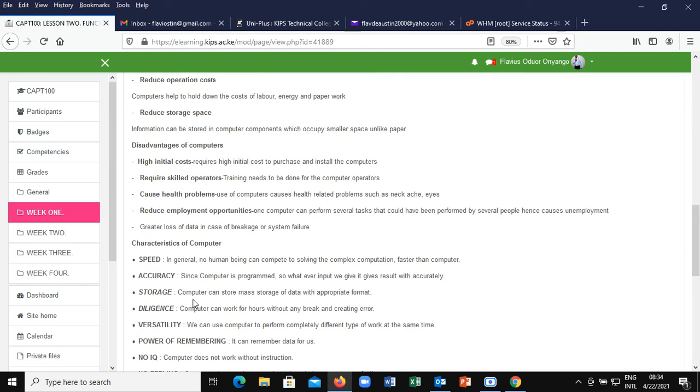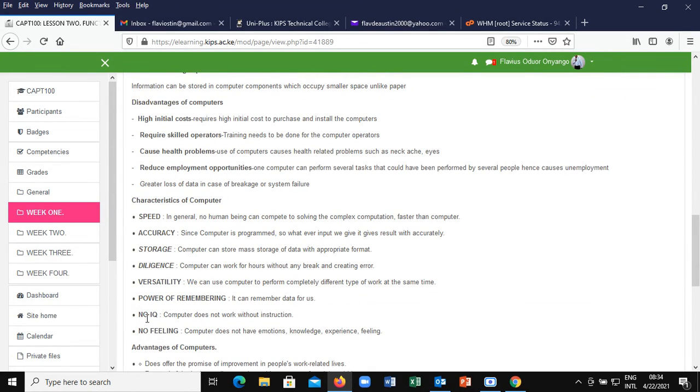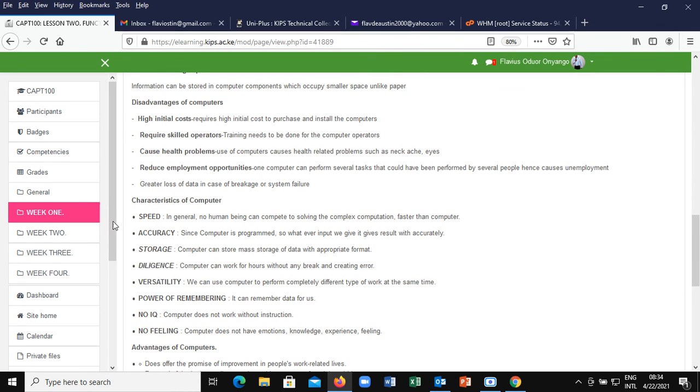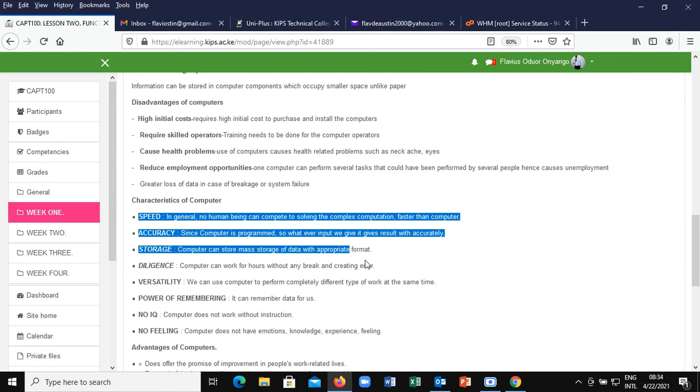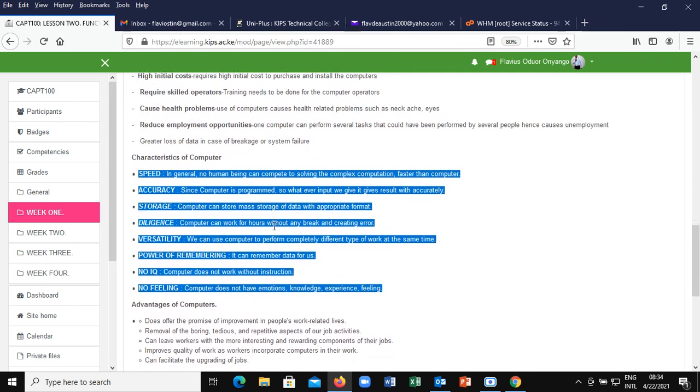That is the speed, the accuracy, the storage, the diligence, the versatility, and the power of remembering. Computers have no IQ. These are important for you to know as some of the features. In an exam, somebody may simply ask you to mention a few features or characteristics of a computer, and they are all listed here for you to read and understand.